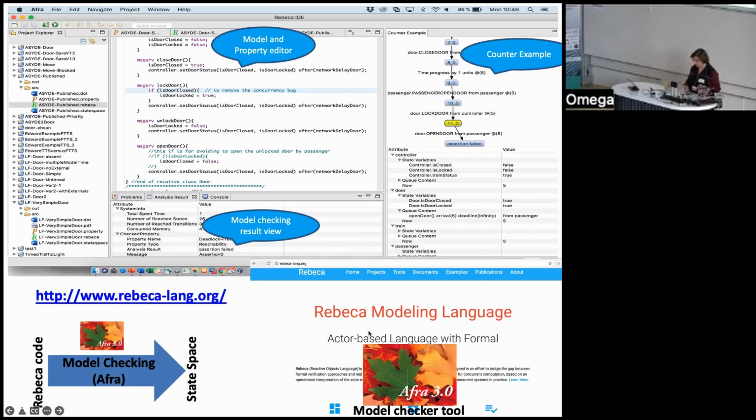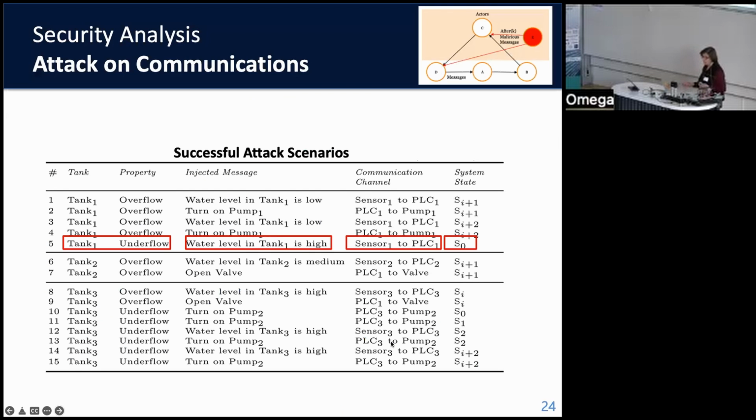We have our homepage and all the tools, examples, and publications are there. So these are some of the examples of our attacks at design time. For example, I'm in state S0 and on the sensor to PLC1 channel, I inject something wrong. This water level in tank 1 is high. This is wrong. This is actually not true. And then the property on underflow will be violated. So you will have this underflow happening. You see that using the assertion. The model checker will come back and tell you.